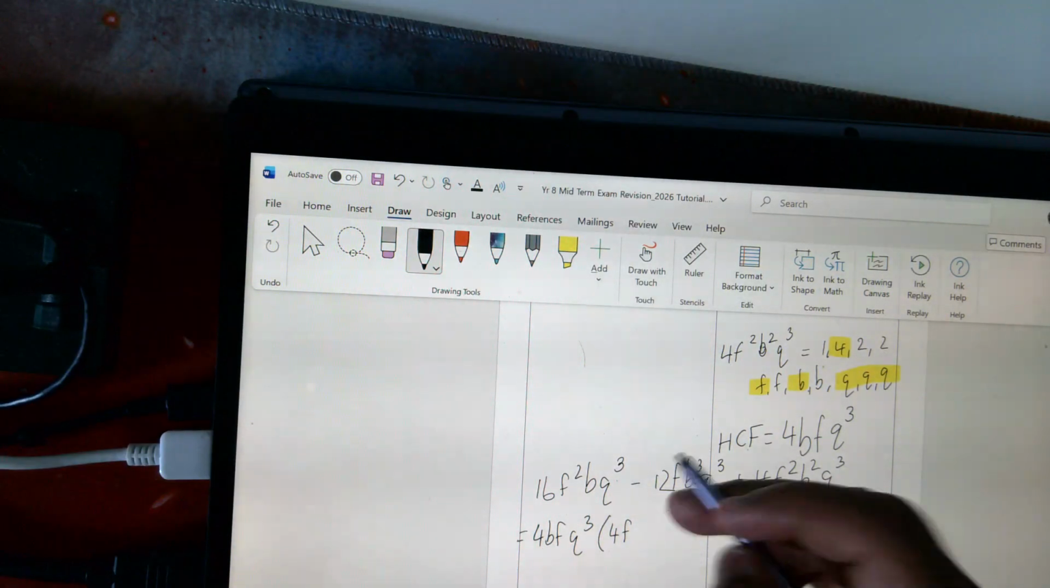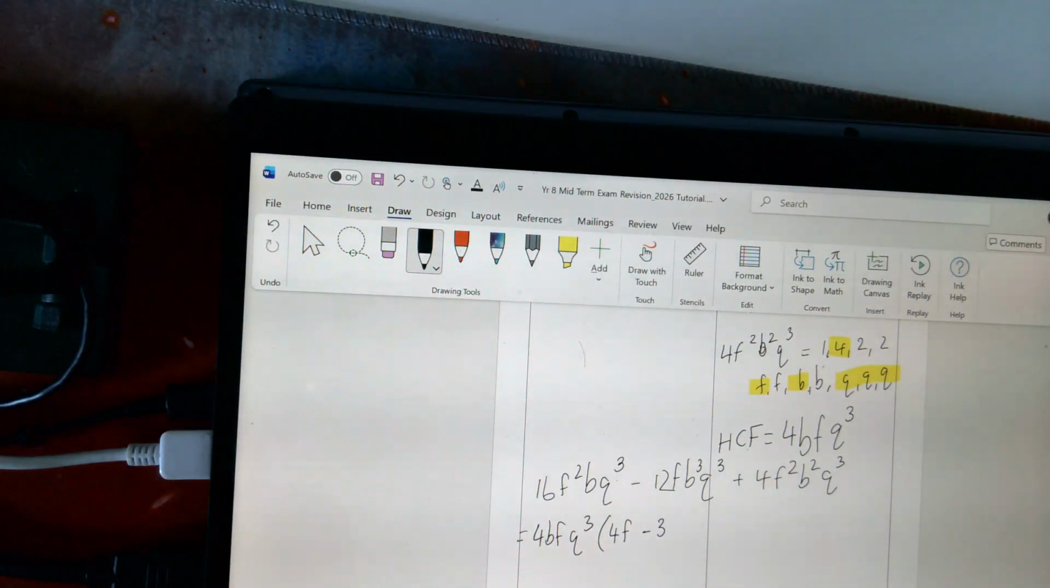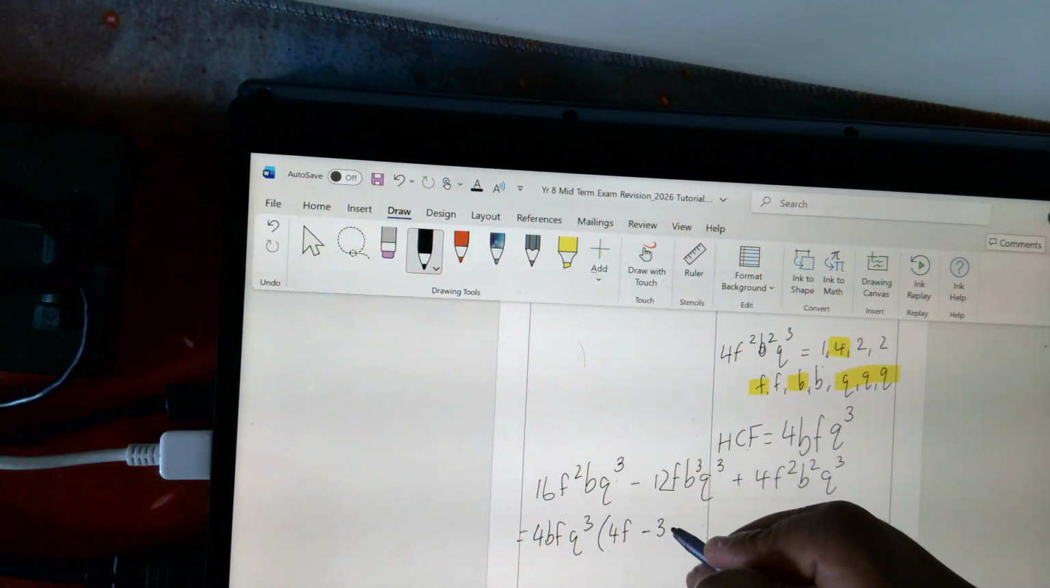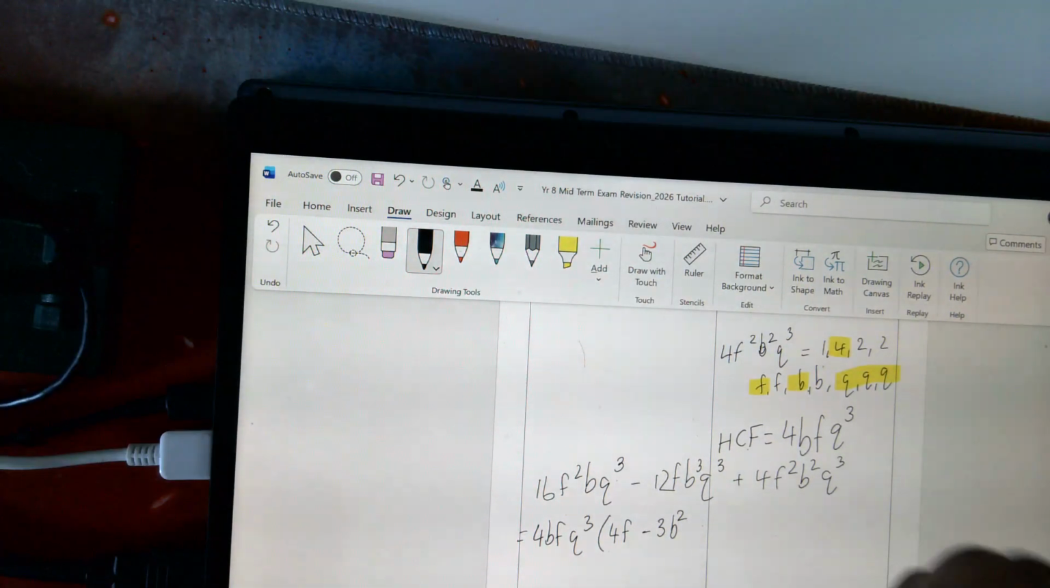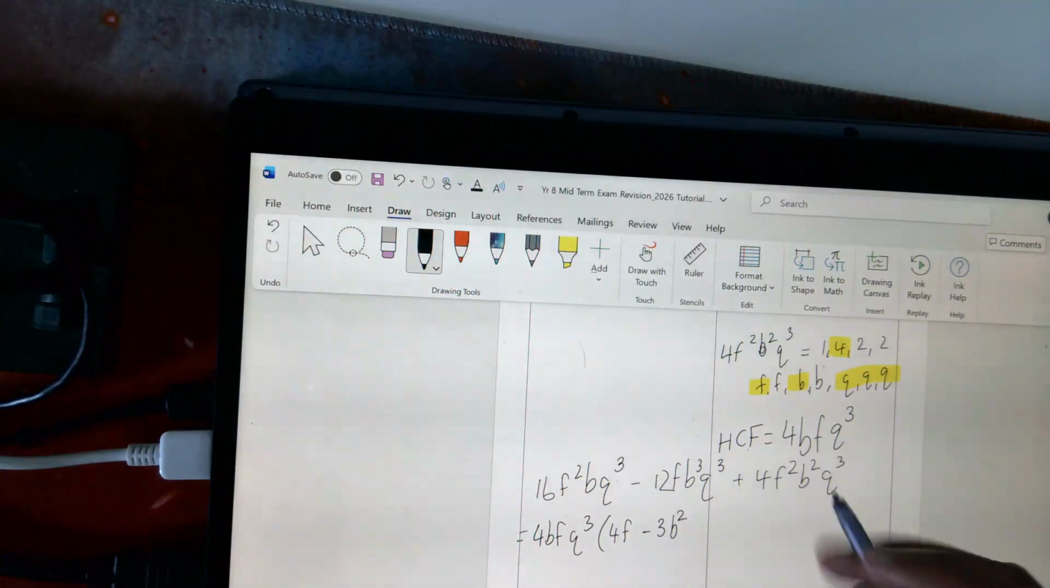4 times what is negative 12? Well, that's negative 3. I've got 1f. I've got a b here and a b cubed. So b times what is b cubed? Well, that's b squared, or b times b. And then I've got q cubed and q cubed, so I don't need anything there.